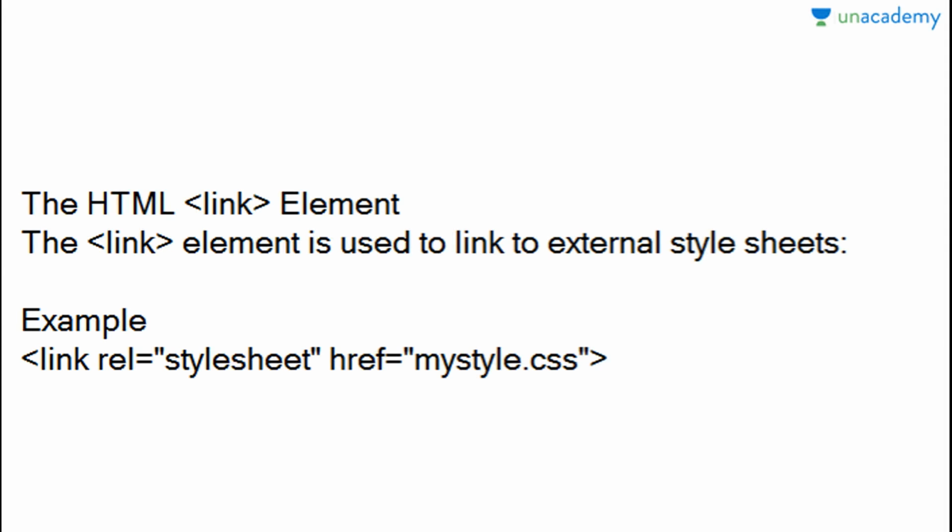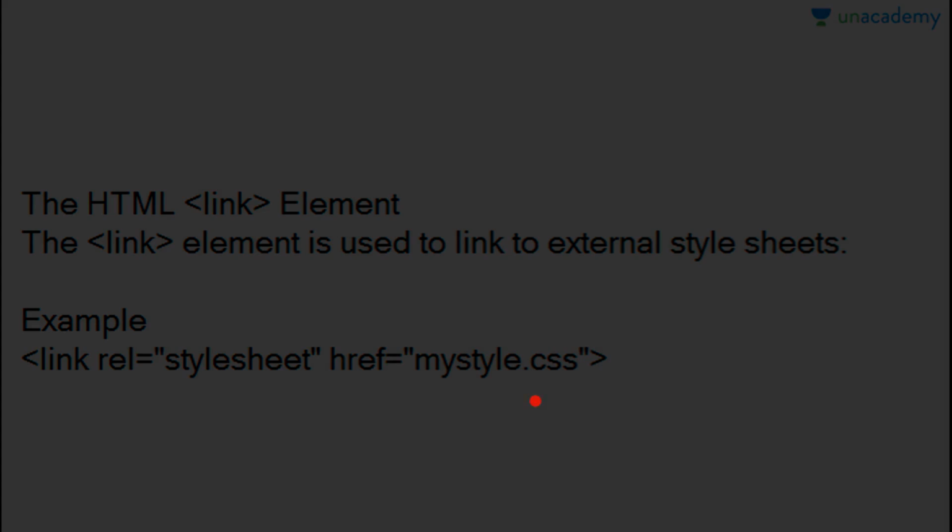Now the HTML link element. The link element is used to link to external style sheets. How can we use external style sheets? We need to see that with this link. Link rel, REL meaning relationship, is equal to stylesheet. href is equal to the external style sheet that you have saved with a .css extension. You need to give the address of that. Here we have saved it as mystyle.css. So we write link rel equals stylesheet because we are connecting with the style sheet, href equals mystyle.css. So this is how we link an external style sheet.